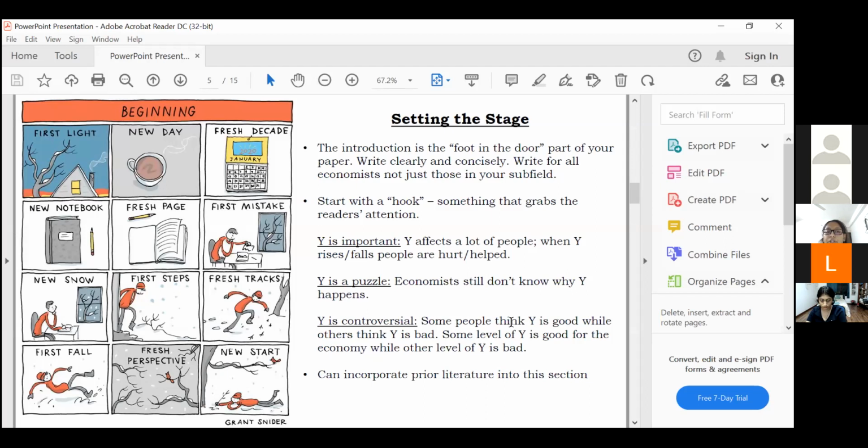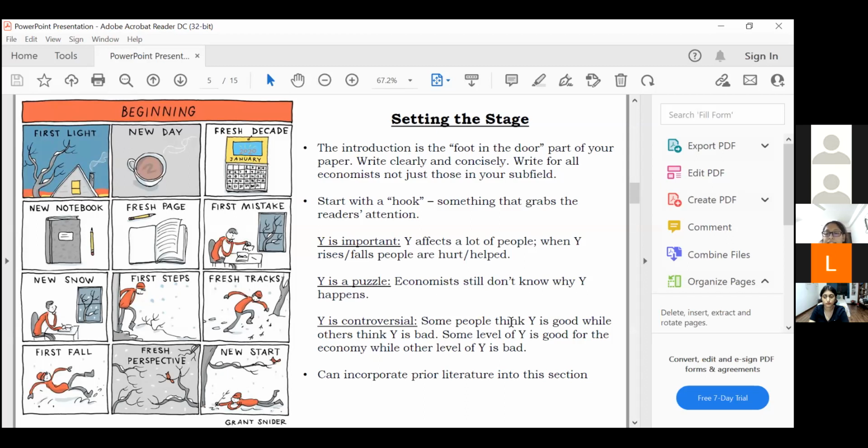Or you could start with a puzzle. So something that happens out there in the economy, but economists still don't know why it happens. Okay. So something that's a puzzle and we're still trying to figure it out. Or you could talk about an issue that is slightly controversial. So something like maybe universal basic income.